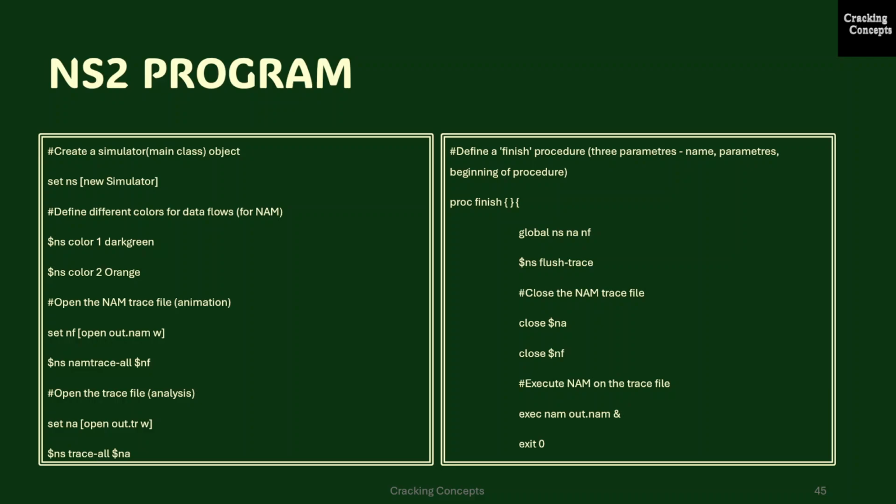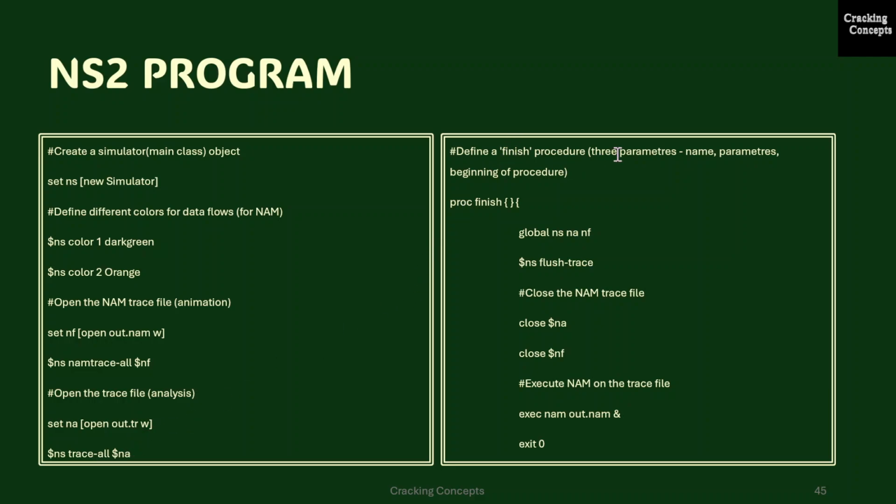Now we'll look into the code that is used here. First, we create a simulator main class object, using the command set ns [new Simulator]. Then we define the colors for data flows: $ns color 1 as green, color 2 as orange. Then we open the NAM trace file. We've already seen these statements before. This defines where all the NAM trace file information should be written to, and this defines where all the trace file information should be written to. They are referencing the corresponding nf, that is the NAM file pointer, and nd, which is the trace file pointer.